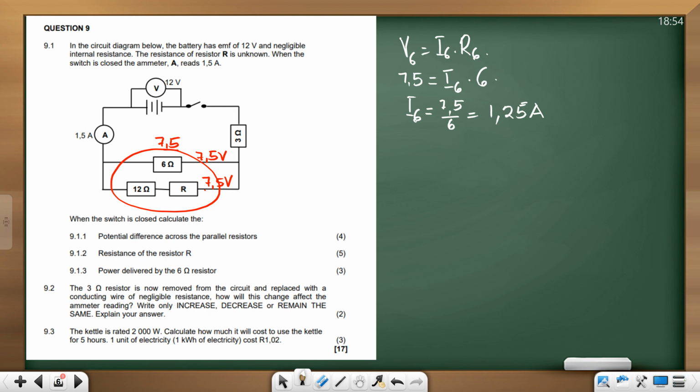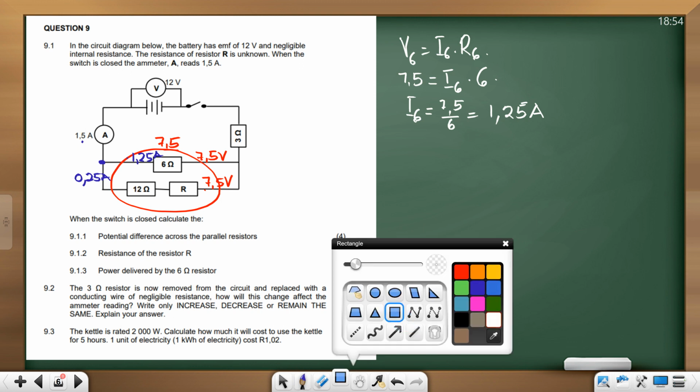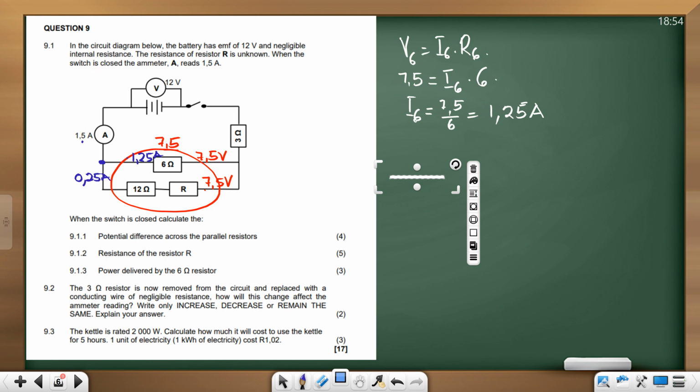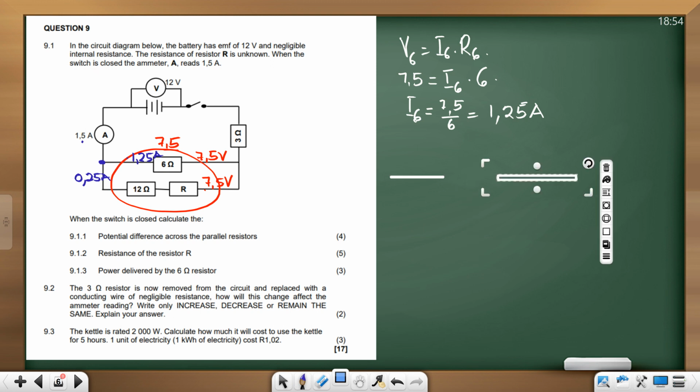We know the current passing through this now. 1.25. But remember, current splitted when it got here. The rest must go in here, which is what? You are supposed to get the same answer. Check. I now have this line. Have this.